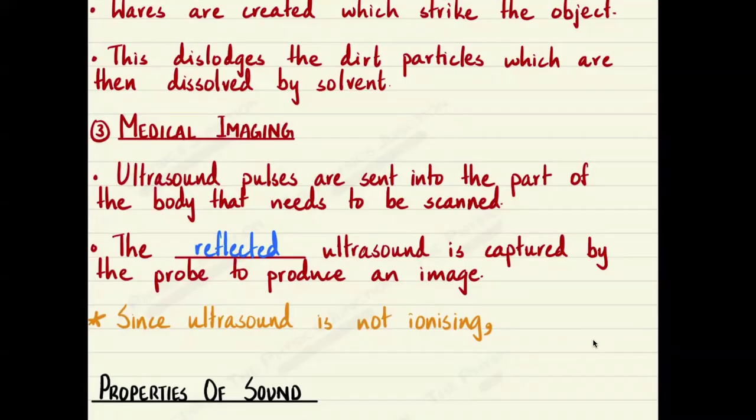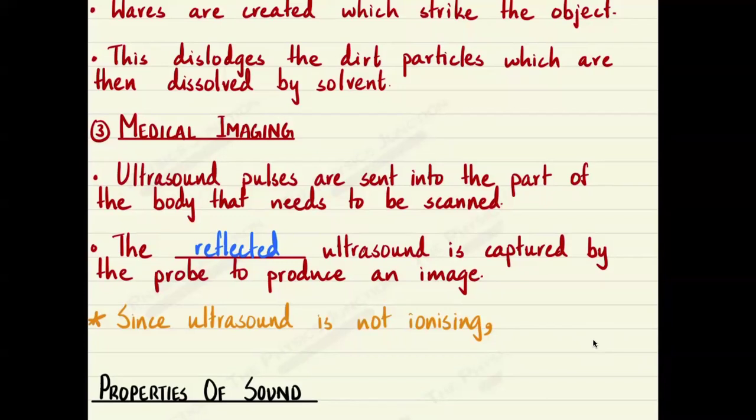This is different for X-rays, because for X-rays, the X-ray that actually gets through the bone is what produces that blackening on the screen, and that's how we get an image, right? In this case, it's the reflected ultrasound which produces the image of the fetus. Again, some general knowledge.